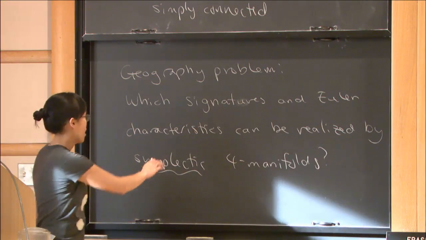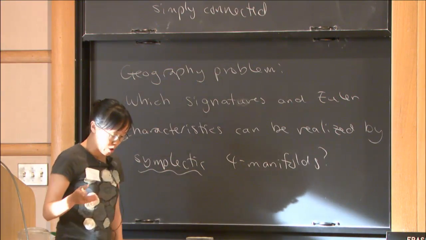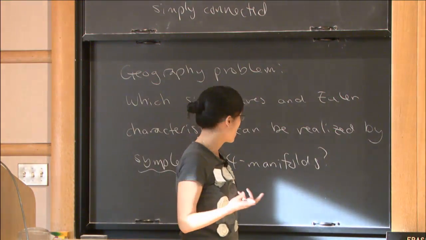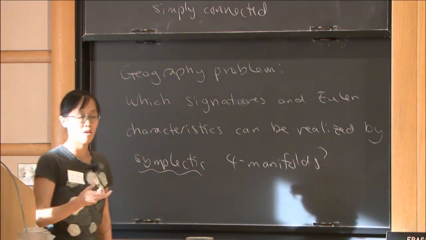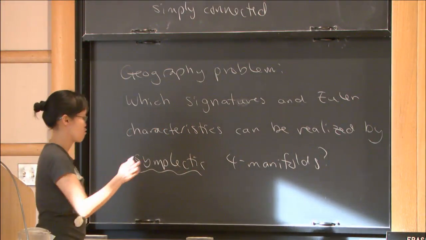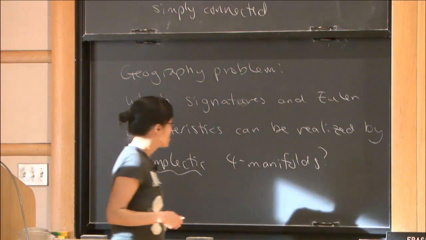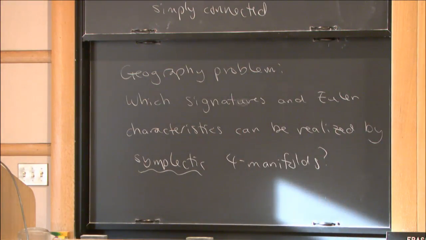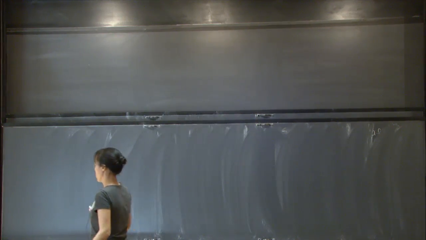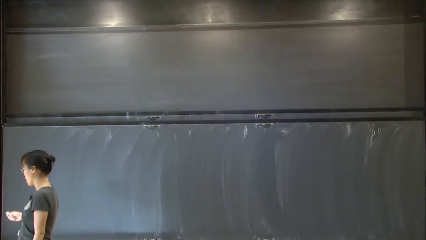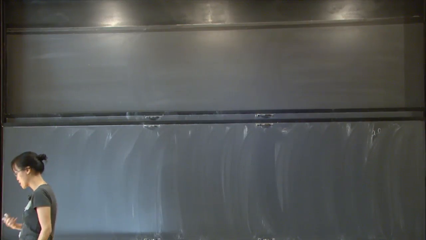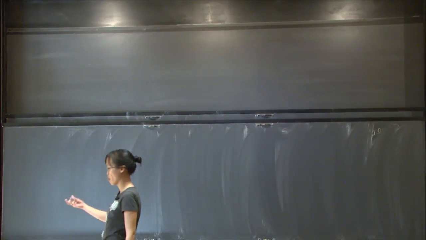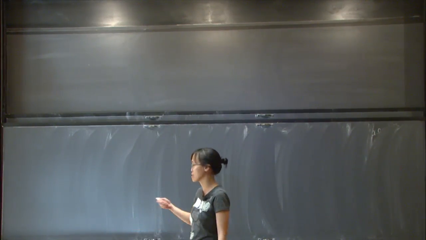Remember, the signature of a four-manifold: you have the intersection form on H2, and you just take the signature of that form, and that gives you the signature of your manifold. So why might you care about this question? One reason is if you're interested in exotic four-manifolds. An exotic R4 is one that's homeomorphic to R4, but not diffeomorphic to the standard R4.